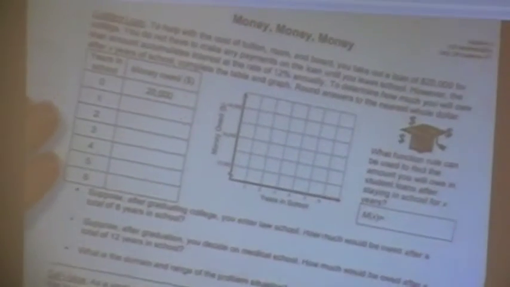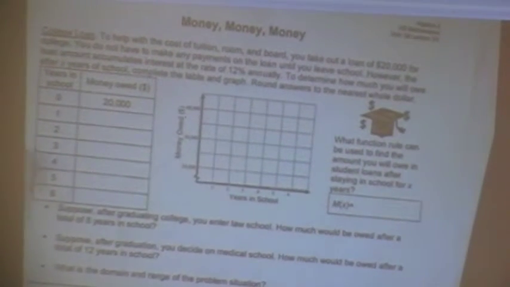Money. College loan. To help you with the cost of tuition, room, and board, you take out a $20,000 loan for college. You do not have to make any payments on the loan until you leave school. That is true. When you take out a loan for college, you do not have to pay until you're no longer in school. Whether or not that's a good idea, you'll just have to decide for yourself.